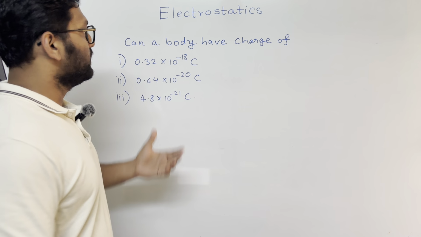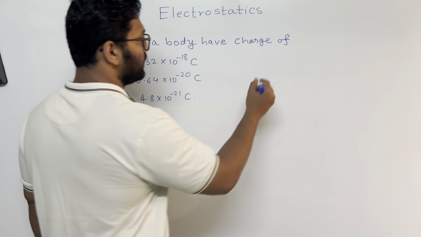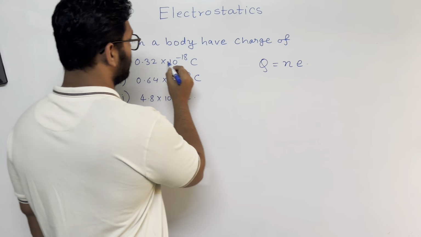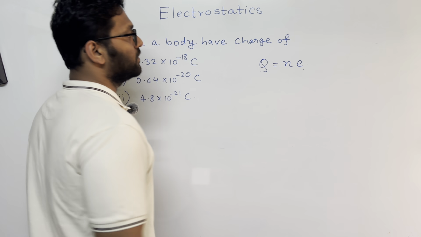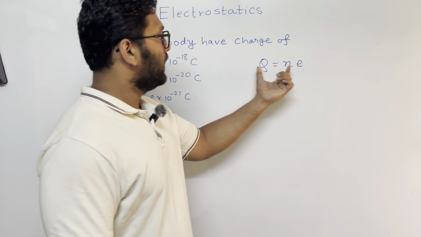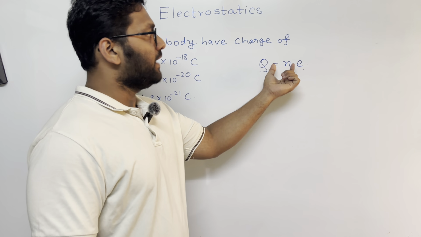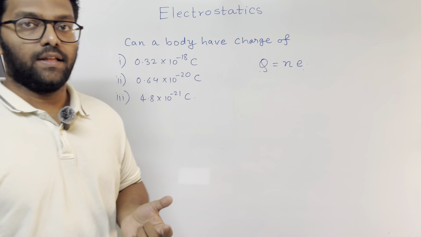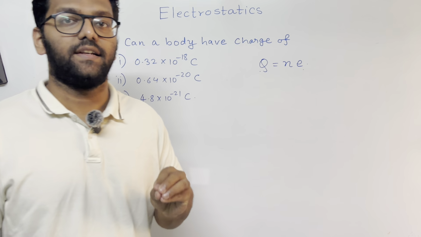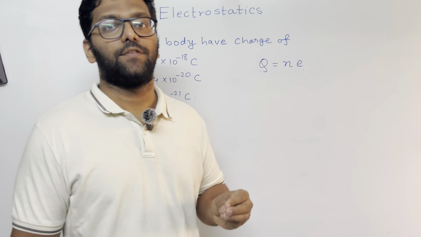What does it mean? See, a body can have this much charge if it follows this relation Q is equal to Ne. And if I put this value here and I know the electronic charge, the fundamental charge, which is 1.6 into 10 to the power minus 19, if I divide Q by E, then N must be an integer, because the electrons can only come in 1, 2, 3, that is the integers, right? They cannot come in fractions.